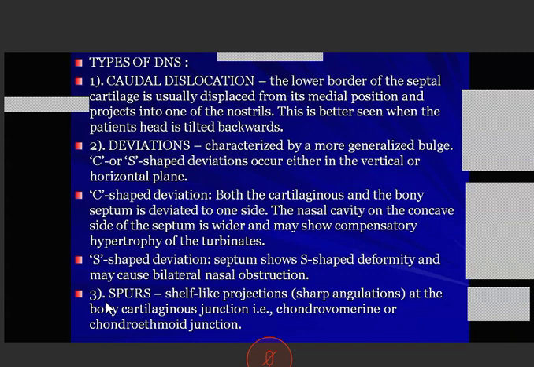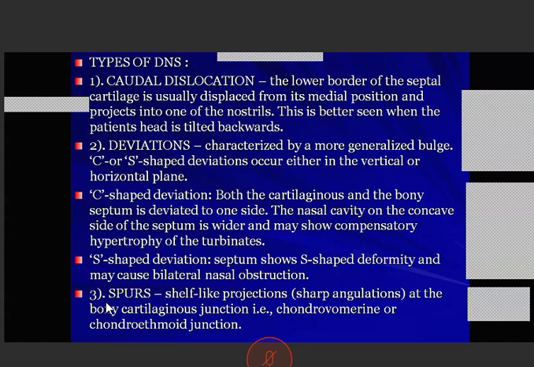So in an S-shaped deviation, the septum shows an S-shaped deformity and may cause bilateral nasal obstruction. Posteriorly, you will have a concavity to one side and a convexity to the other. So on one side there will be a convexity and a concavity, and on the other side also you will have a concavity and a convexity. So the person will have obstruction on both sides. Bilateral nasal obstruction will be there.